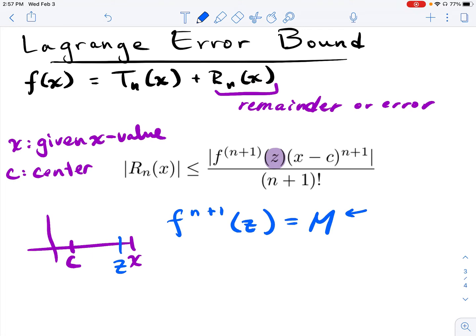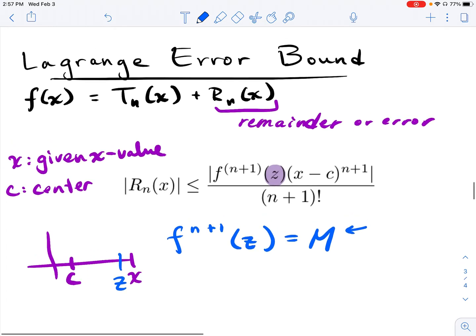So it defeats the purpose to try to really struggle and find this magic z value. The Lagrange theorem is an existence theorem. It is simply saying that there exists some z value such that this M is a maximum M value of this n plus 1 order derivative, so that we can find the largest possible error here.